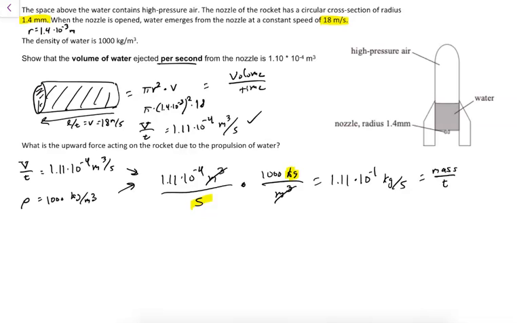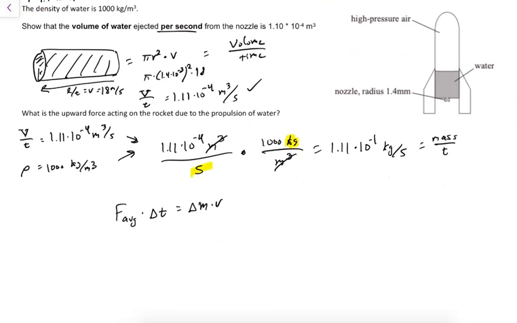So let's go back to my equation. F average times change in time is equal to change in mass times velocity, because our velocity is going to be constant because the water is being ejected at a constant rate. If I divide by time, I get F average equals delta M over delta T times some velocity.